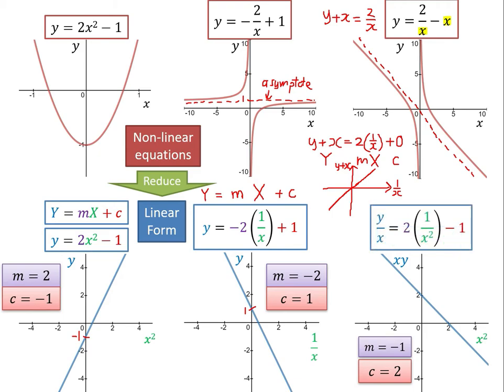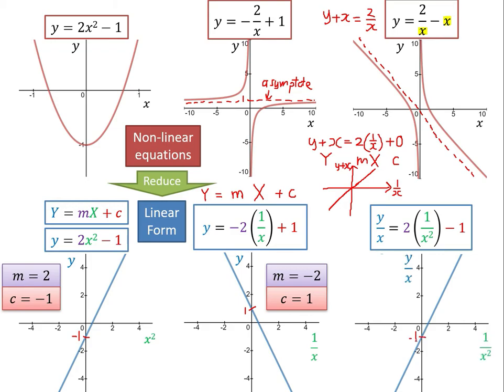Then we will get y over x equals 2 over x squared. 2 over x squared, we can break it, it becomes 2 multiplied by 1 over x squared. And minus x, of course, will become minus 1. The graph is not moving down anymore. The graph will be moving up and pass through negative 1. This graph is y over x against 1 over x squared. Gradient is 2, y-intercept is negative 1.